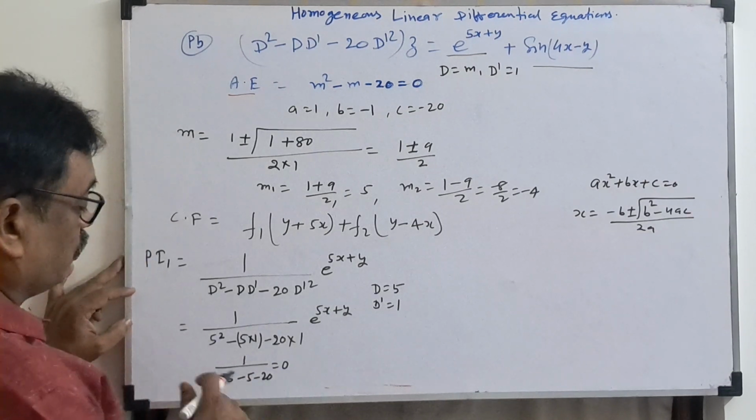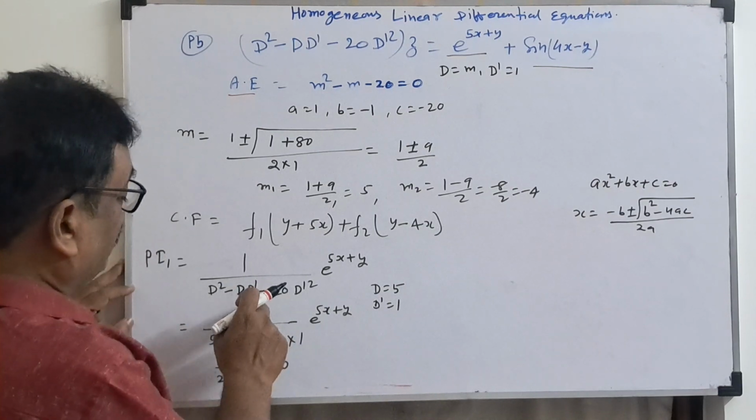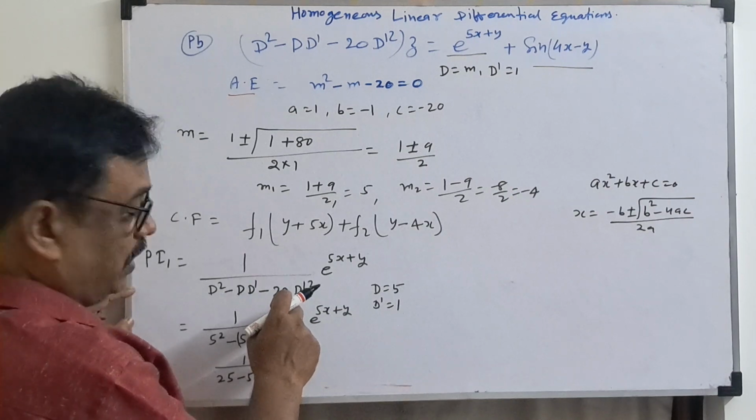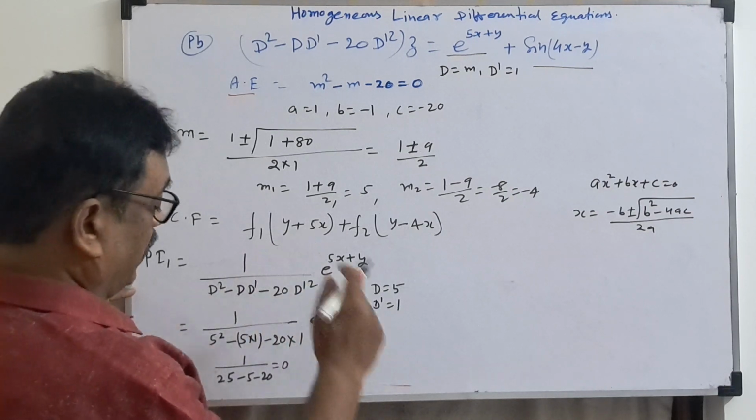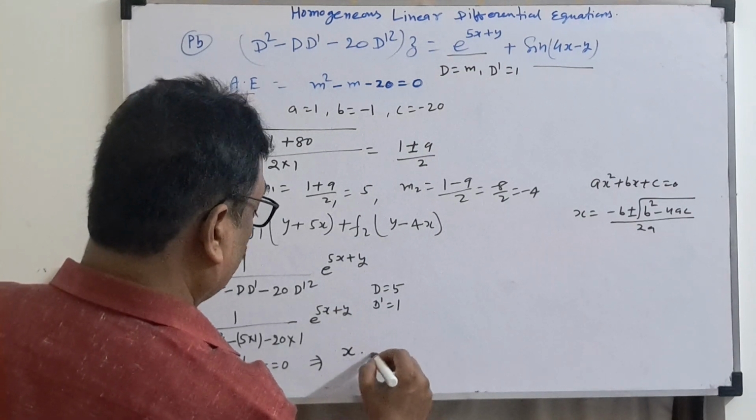It is getting 0. So since it is 0, what is the special case here? Differentiate this denominator with respect to D and multiply x to the numerator. This is the rule. So what is the rule here? Multiply x to the numerator.